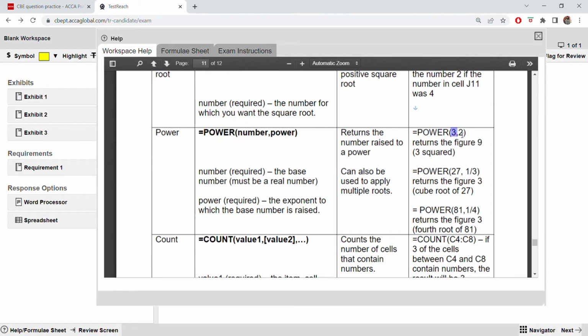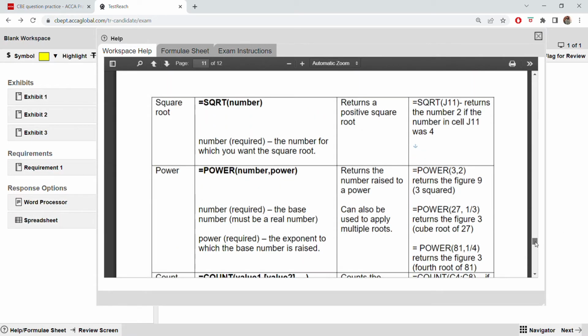You have to write it in brackets like this: 3, 2. That means 3 to the power 2, so the answer will be 9. First you write the base number, then the power 2. Here you cannot write it in any cell. You can write the number only itself.